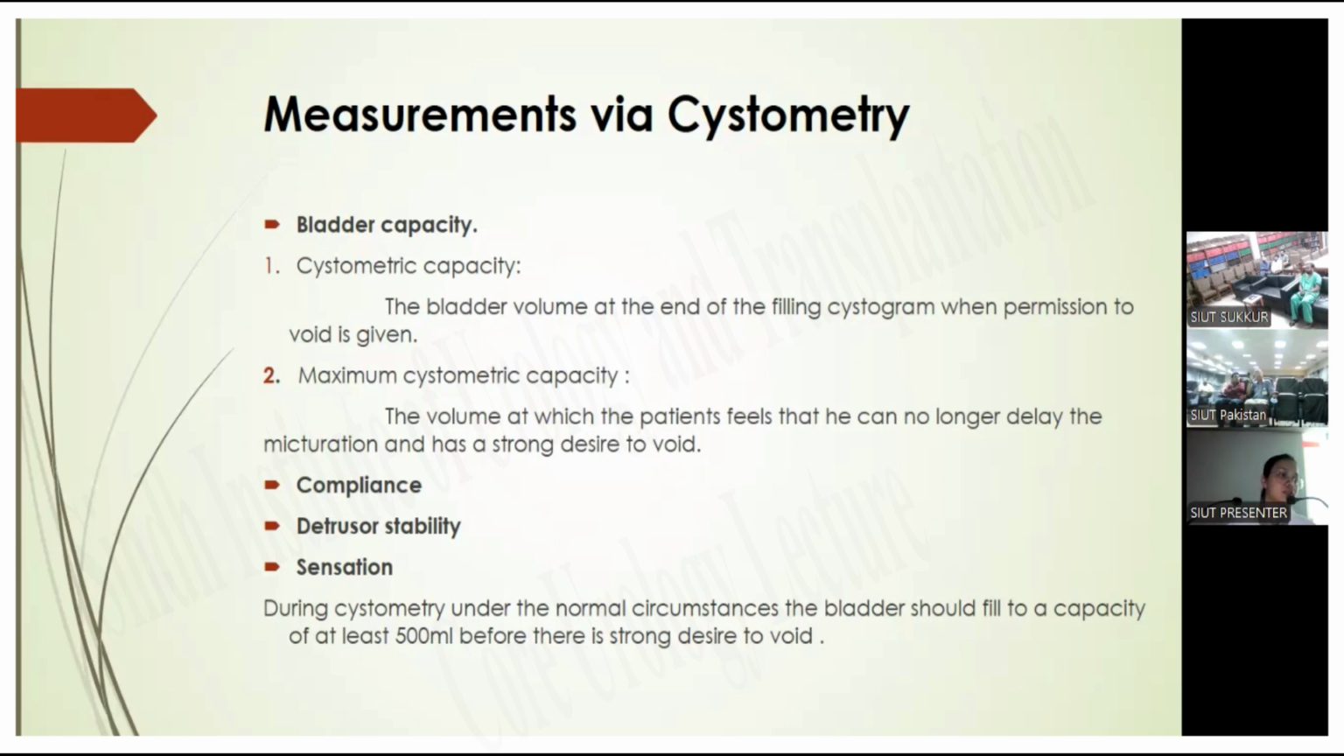Regarding the speed of the filler, 10 ml per minute or 100 ml per minute: if it's a neuropathic bladder with small capacity, we go with 10 ml per minute, and if it's a large capacity, you can increase the flow. Otherwise, 30 to 50 ml per minute maximum.